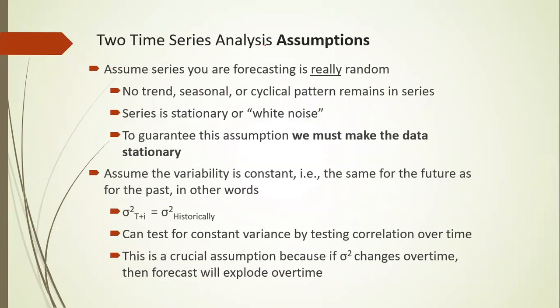What are the assumptions? Assume the series you're focusing on is really random, so there is no trend, seasonal, or cyclical pattern. The series is stationary or white noise. To guarantee this assumption, we must make the data stationary. Definitely assume that the variability is constant. In other words, it's the same for the future as it is for the past. Basically we are saying that the variability about the mean needs to be constant.